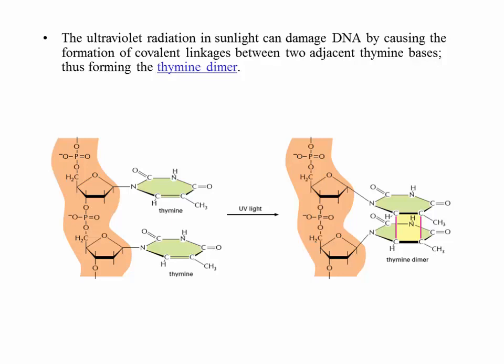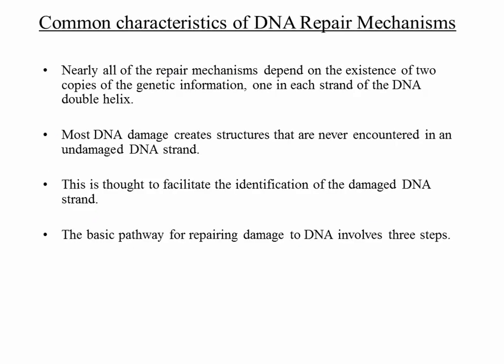Now the good news is that the information in DNA, okay, it is stored on 2 strands, okay? So hopefully the sunlight didn't mess up both your strands. If it messes up both of your strands, then that's bad, okay? Because then there is no template to go and see what the correct information is, right? So nearly all of the DNA repair mechanisms depend on the existence of 2 copies of the genetic information, one in each strand of the DNA double helix. So most DNA damage creates structures that are never encountered in an undamaged DNA strand. And this is thought to facilitate the identification of the damaged DNA strand.